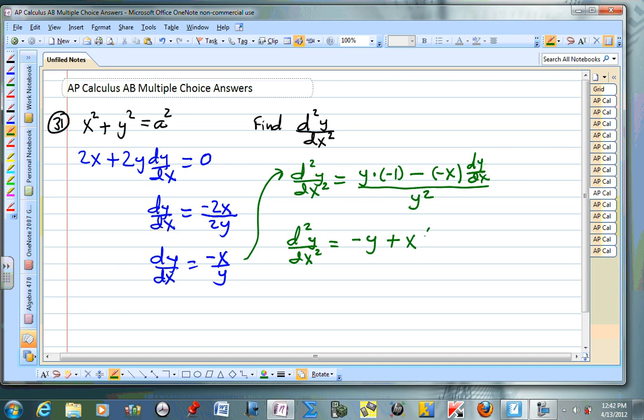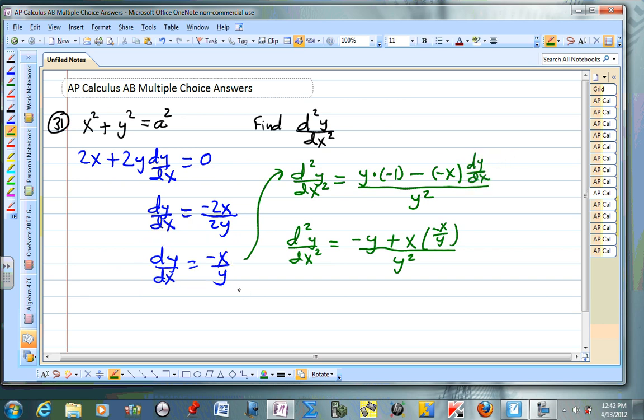Now, here's what we're going to do. Do you remember just a moment ago we found that dy/dx is equal to the opposite of x over y? So we're going to replace dy/dx with the opposite of x over y. So it's all over y squared. Now we're getting closer, but this still doesn't match any of the options.